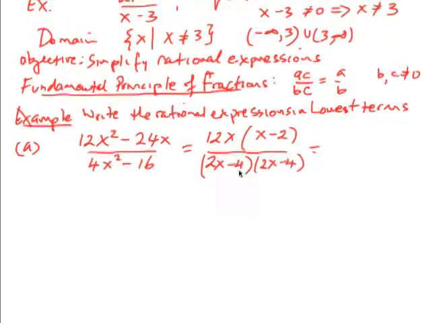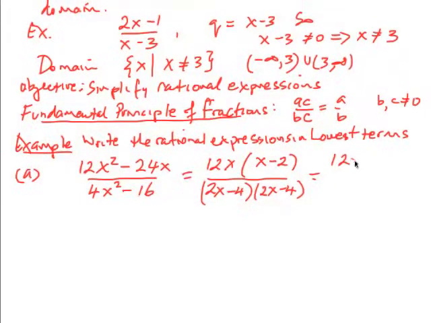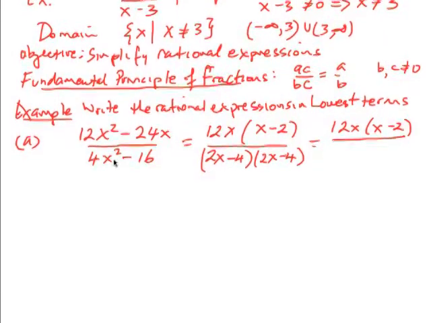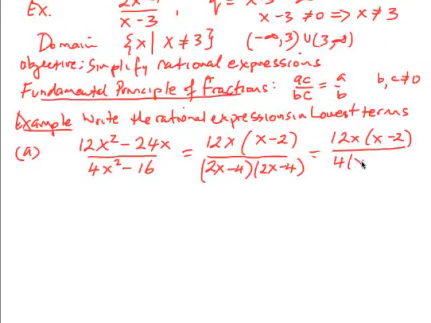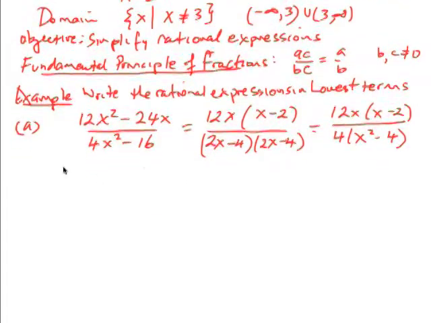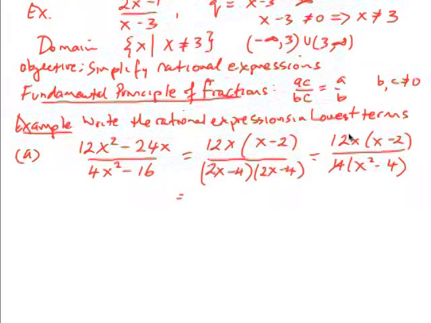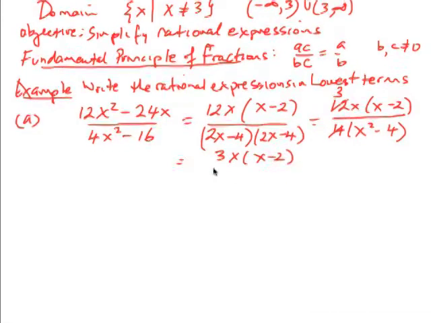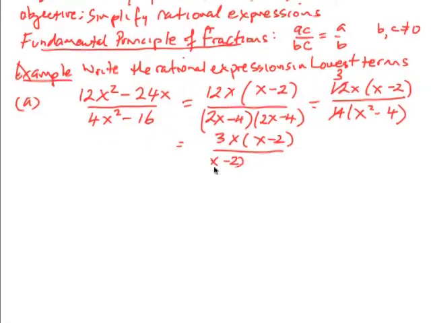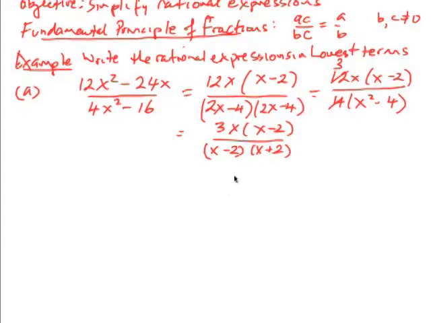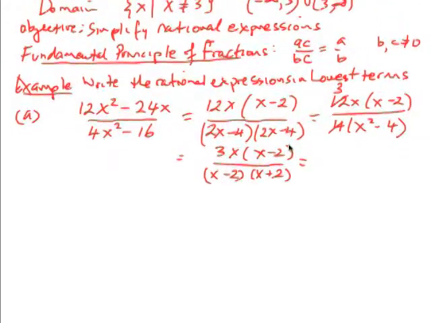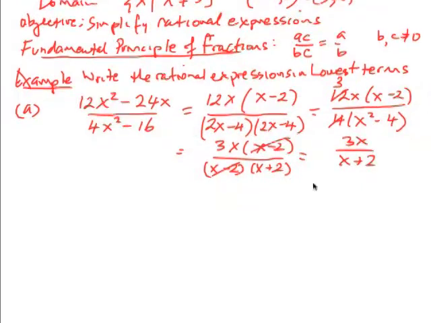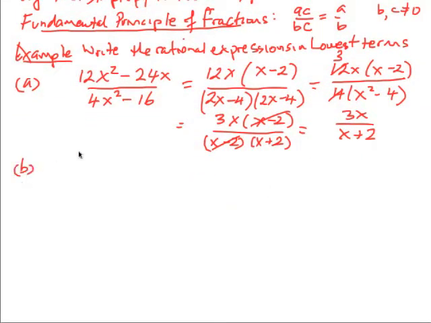Now, a different way of looking at this would be to take out a 4 first, and I'd have an x squared minus 4. Notice 4 goes into the top 3 times. So I'll end up with 3x by x minus 2 over x minus 2 by x plus 2. Notice we can still go to lowest terms because we have an x minus 2 in the top and the bottom. So I end up with 3x over x plus 2. Right, let's look at the next one.